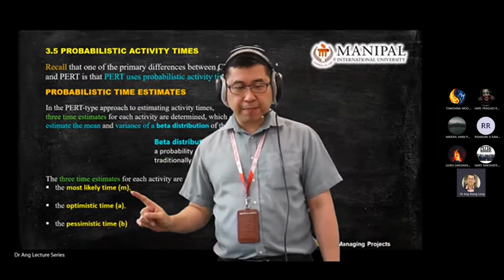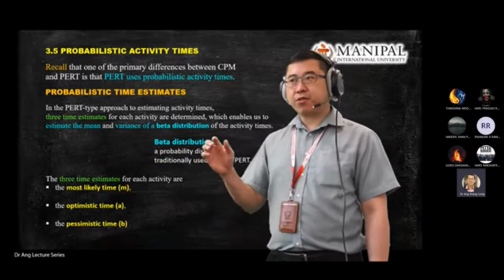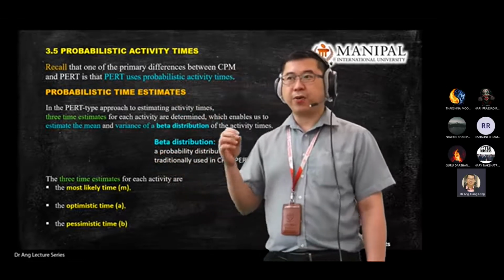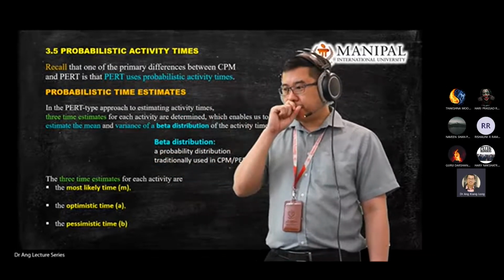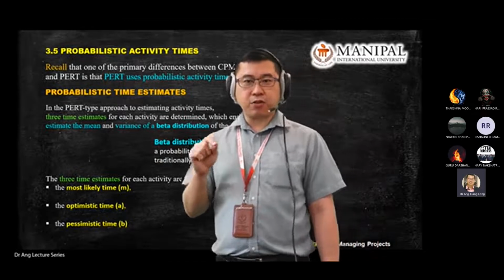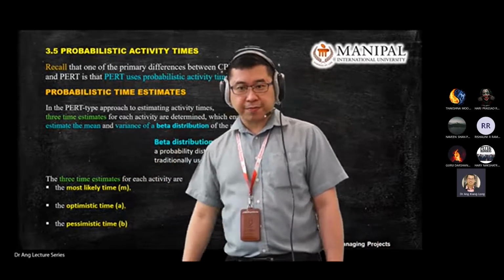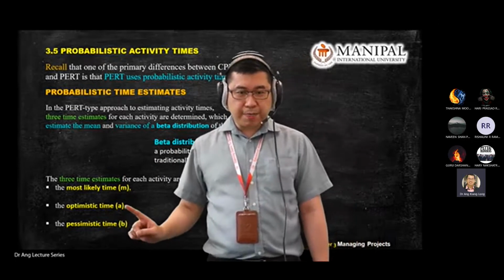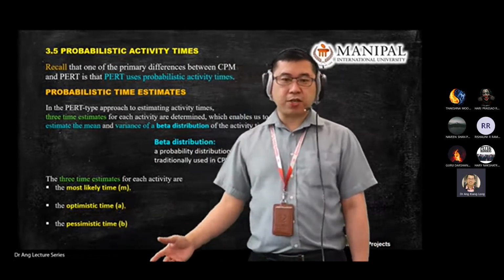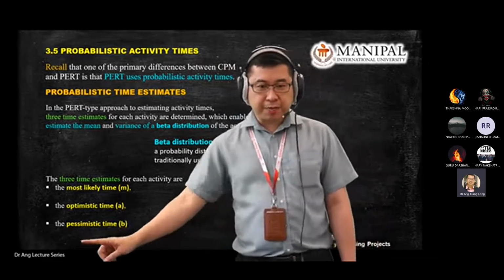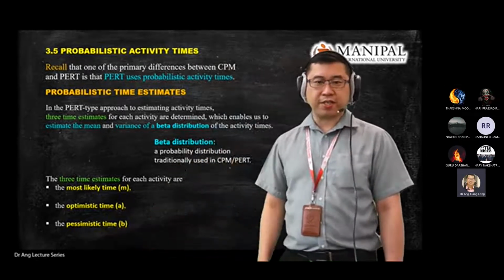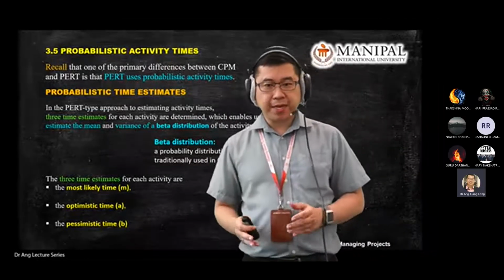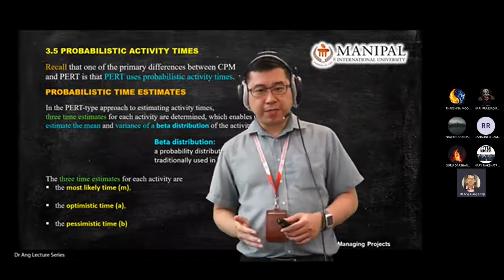The first one, M, most likely time, means the highest frequency that it will happen, or we call it the number or the time that you use for normal operation. Then the other one is optimistic, A. Optimistic means the best condition. B, pessimistic time, means the worst condition. So we have 3 condition times we look at here: M, A, B, or most likely, optimistic and pessimistic.